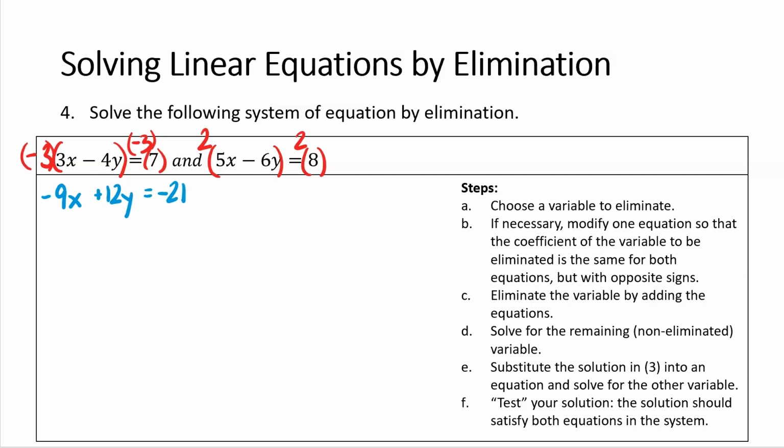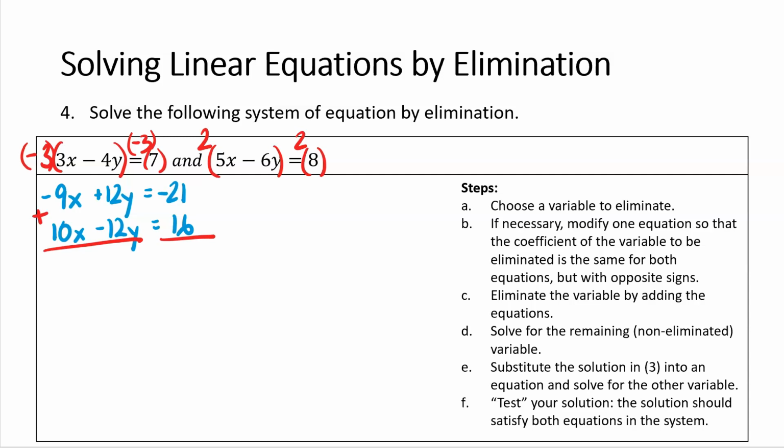For the second equation, 2 times 5x is 10x. 2 times negative 6y is negative 12y. And then on the other side of the equals, 2 times 8 is 16. So notice that the coefficients of y are both 12 and the sign is different. One's a plus, one's a negative. That way, when we add these equations together, we'll be eliminating the y.